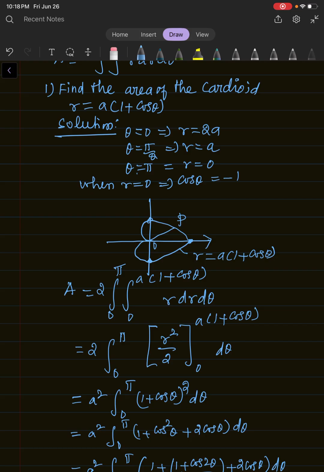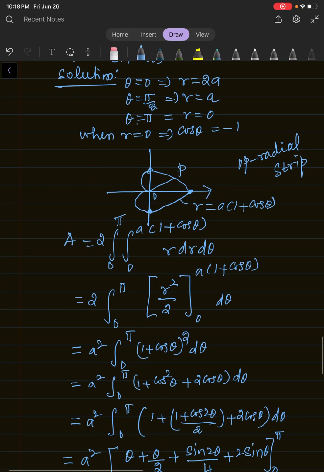So, area is given by double integral r dr d theta. To find r limit, we are going to consider the radial strip in the region. Our radial strip is given by OP. OP is the radial strip. Therefore, limit of r is from 0 to a into 1 plus cos theta. And theta limit, we can move the radial strip from the initial line to this one. So, initial line theta is 0 and up to this theta equal to pi, but which is symmetric about the initial line. So, we are getting twice of 0 to pi.